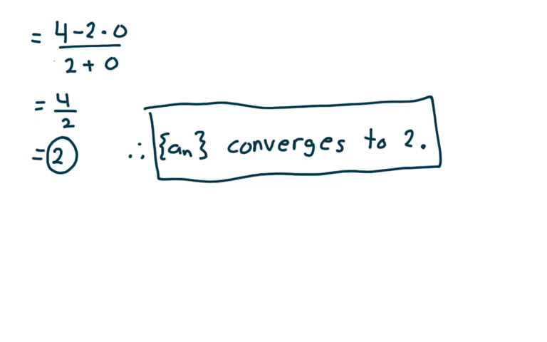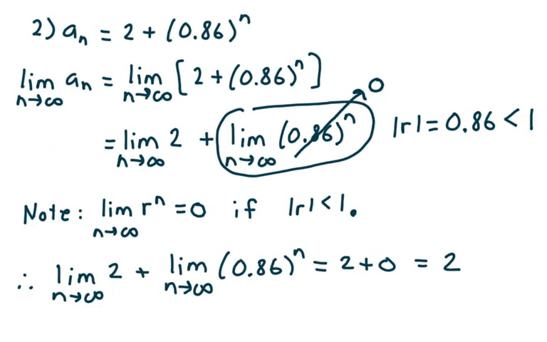And that's example 1. Example 2. Suppose a sub n is equal to 2 plus 0.86 to the nth power. The limit as n goes to infinity of a sub n is equal to the limit as n goes to infinity of 2 plus 0.86 to the nth power. So by the limit laws, this is equal to the limit as n goes to infinity of 2 plus the limit as n goes to infinity of 0.86 to the nth power.